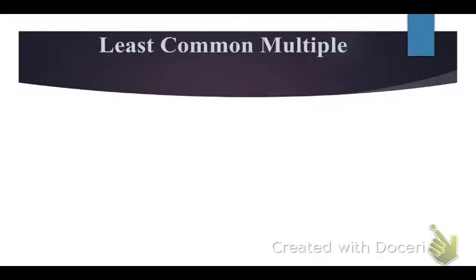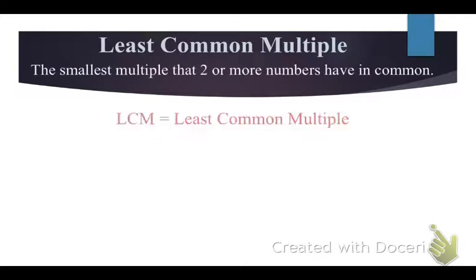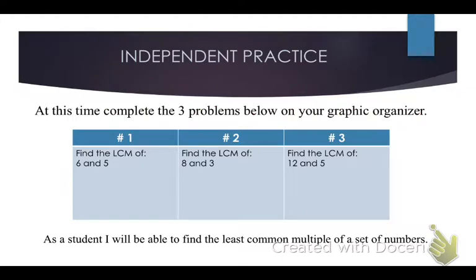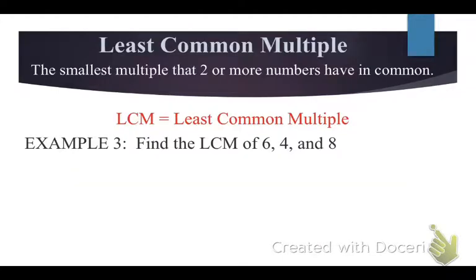That is example 2. Let's go to example number 3. Okay, we're going to do this one. Oops, we're going to go back. It says, find the least common multiple of 6, 4, and 8. Now this one has a few more, but it's still done the same way. Remember, step 1, we're going to list the multiples.